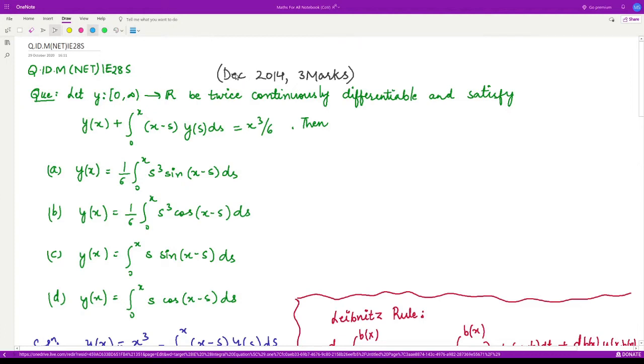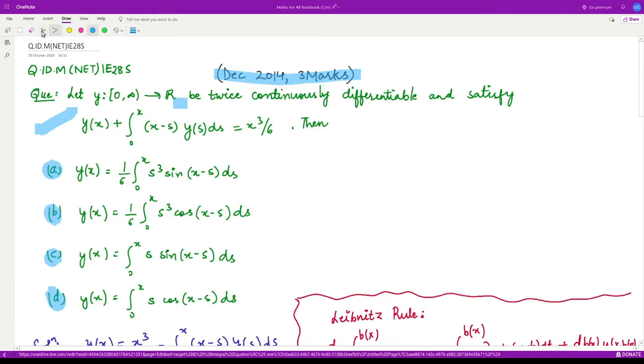In this video, we shall see a question from December 2014 consisting of 3 marks. The question is, let y be a continuously differentiable function defined from the closed interval 0 to infinity, open at infinity, to the set of real numbers R, and it satisfies this integral equation. Then they are asking y is which among these 4. That means y satisfies which among these 4, right?